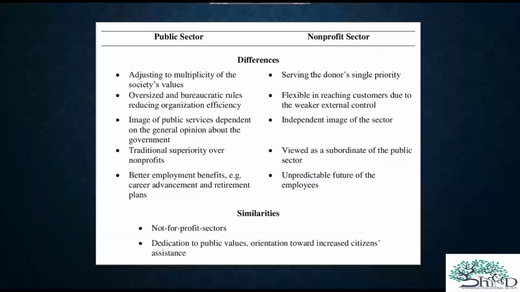Here I would like to give you an example of how the public sector is different from the non-profit sector. UPSC is known to be unpredictable, so just to know how they are different, because both serve the public in the end. In the public sector you adjust to a lot of society's values. In non-profit you just want to see the donor's priority. In the public sector there are a lot of rules, due to which there is red tapism. Non-profit does not have such limitations.